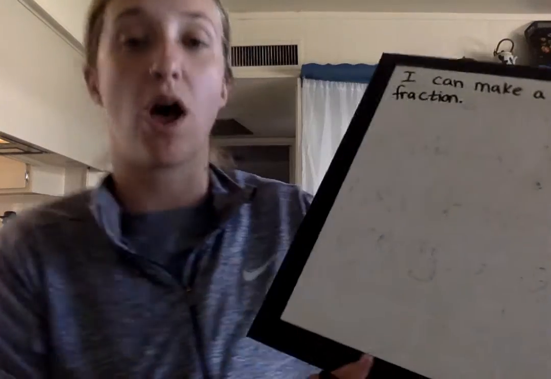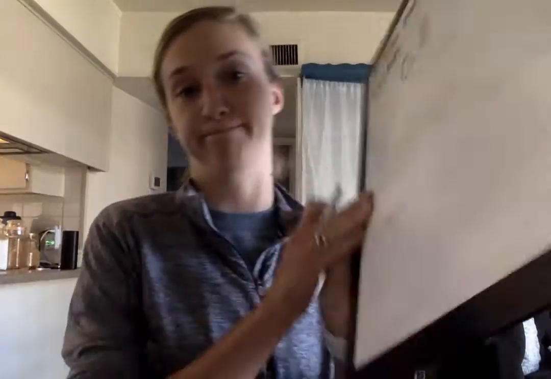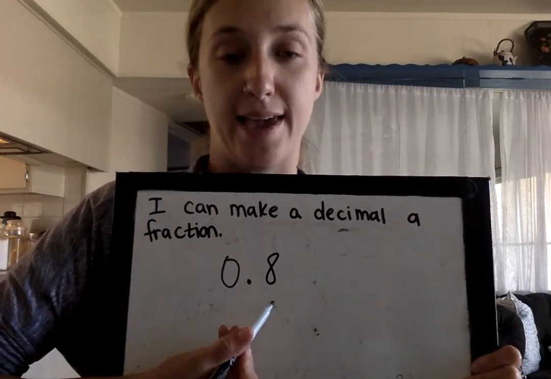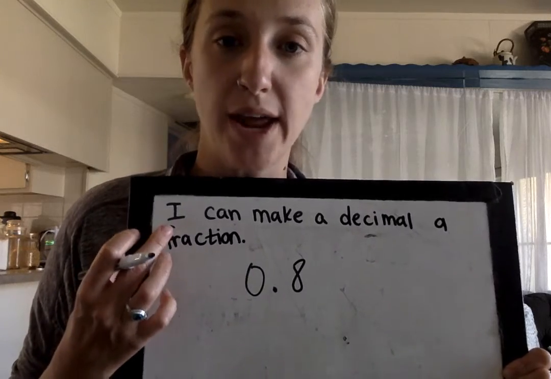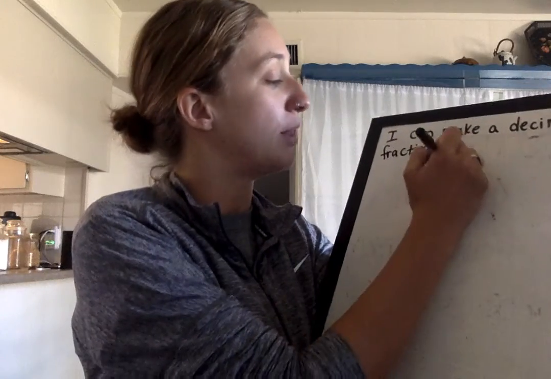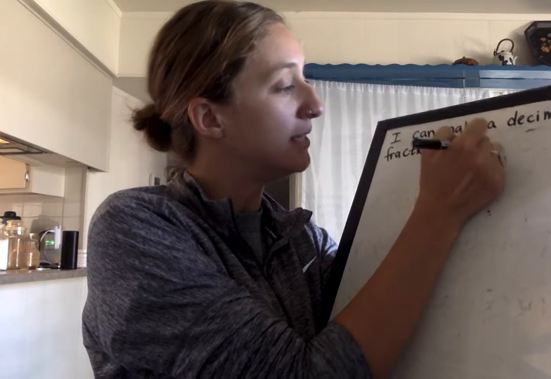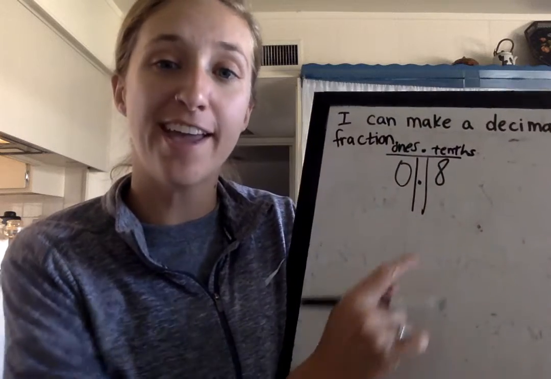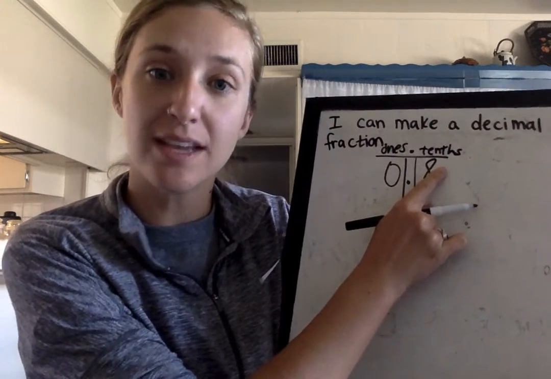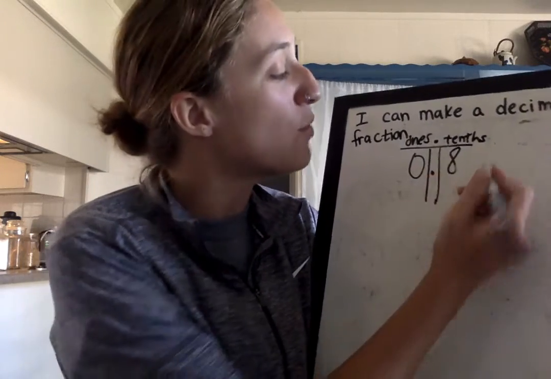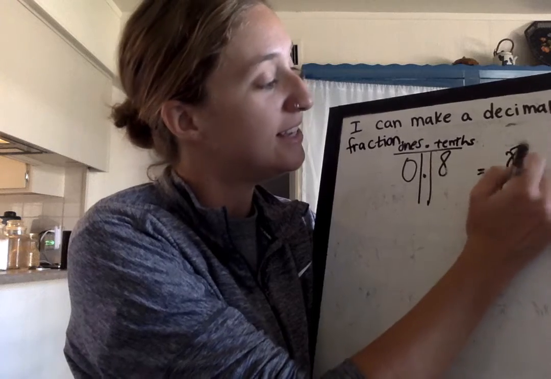I'm going to write a decimal on my whiteboard here, and I want you to think about how you would say this decimal out loud. I know it's backwards since I'm on a camera, but it's 0.8. How would I say that out loud? Let me label it. I have my ones, my decimal point, and my tenths. So then I have 8 tenths. That's exactly how I'm going to write it when I write it as a fraction. I'm going to say 8 tenths. Oh, well, that looks the same as 8 tenths.